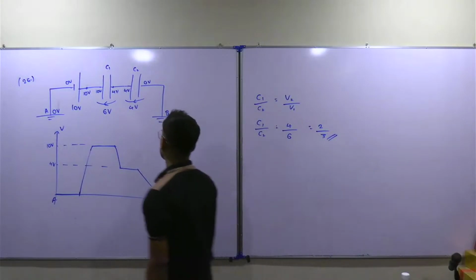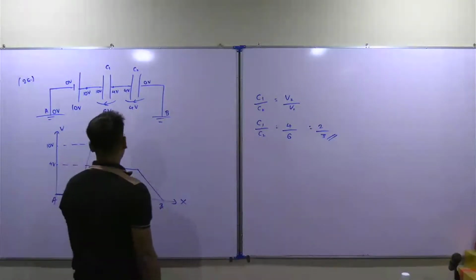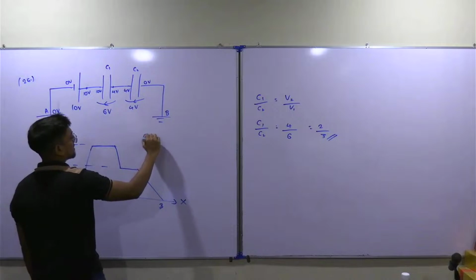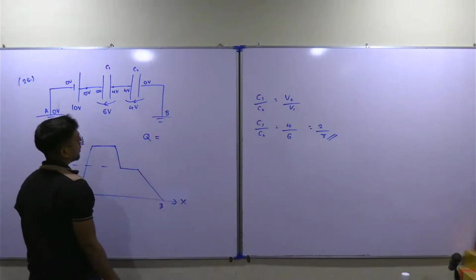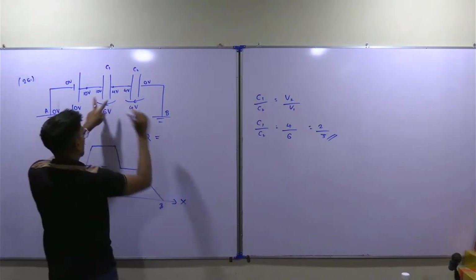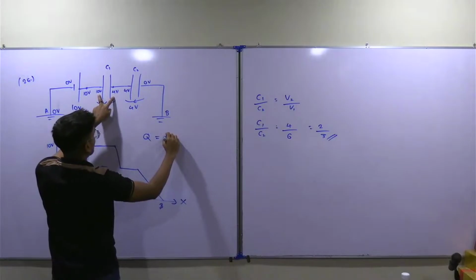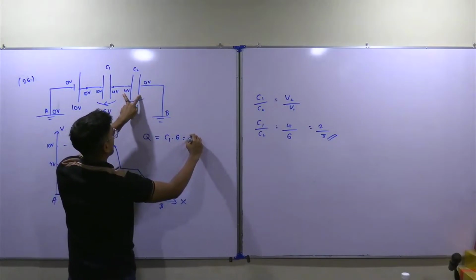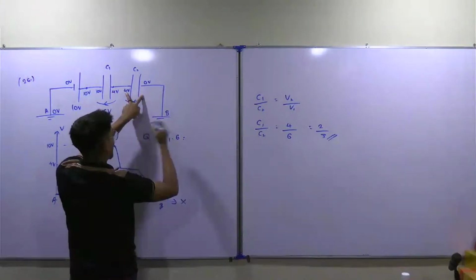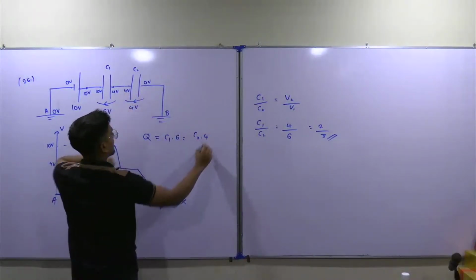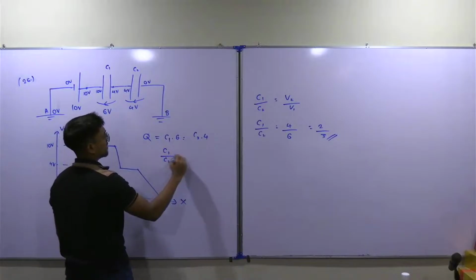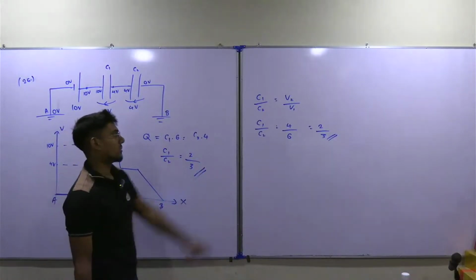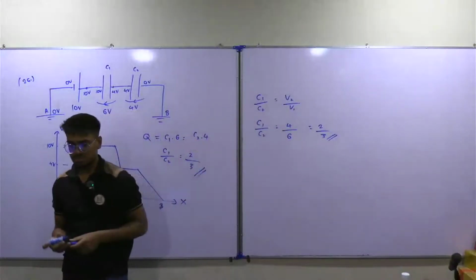Or you can also do it like this. If you can't remember this one, you know when two capacitors are connected in series, the same charge will be stored on both the capacitors. So for this capacitance, the charge stored is C1 times the potential difference, 6. For this capacitor, the charge stored is the same, capacitance is C2, voltage is V. From this one also, C1 over C2 is 2 over 3, right? Same answer will come. If you remember this one, you can directly use this one.